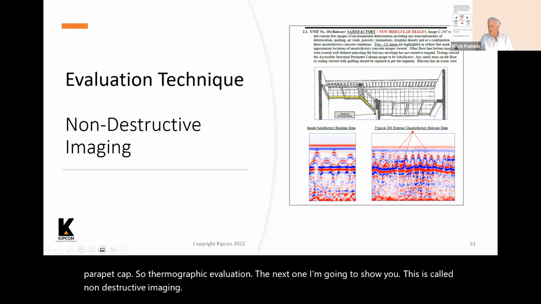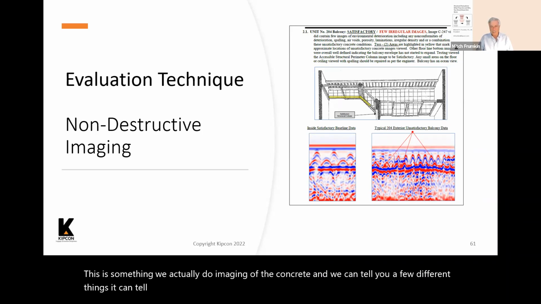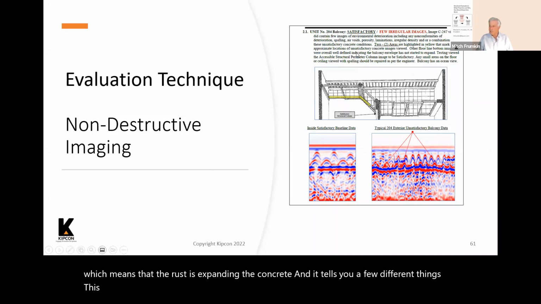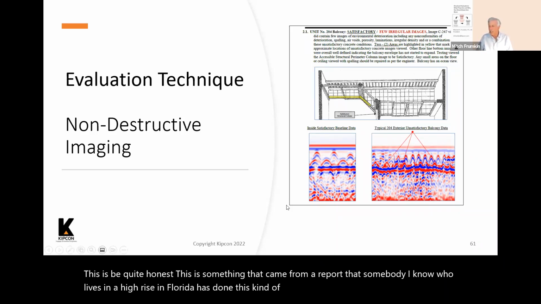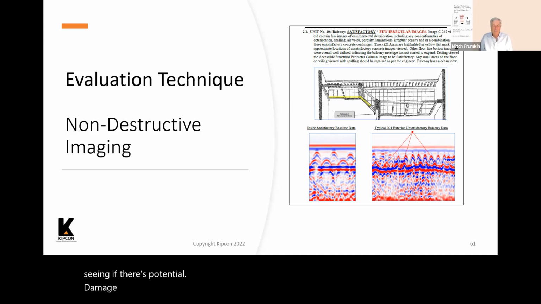Now, this is something where you actually do imaging of the concrete, and it can tell you a few different things. It can tell you if there's rust on the concrete. It can tell you if the concrete is expanding, which means that the rust is expanding the concrete. This is, to be quite honest, something that came from a report that somebody I know who lives in a high-rise in Florida has done, and I wanted to show it because this is a way you can look at it and start seeing if there's potential damage occurring even before you start seeing cracks in the concrete. So this is called non-destructive imaging.